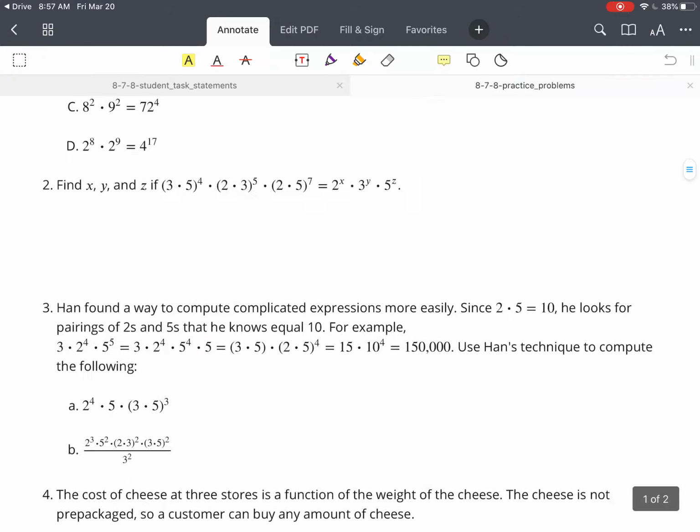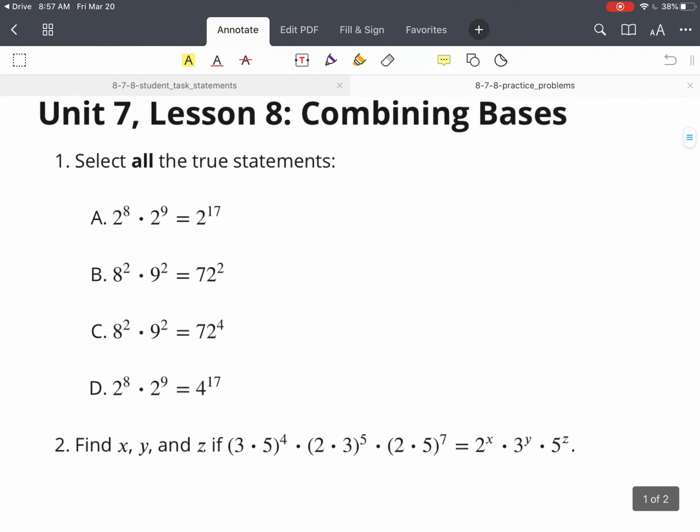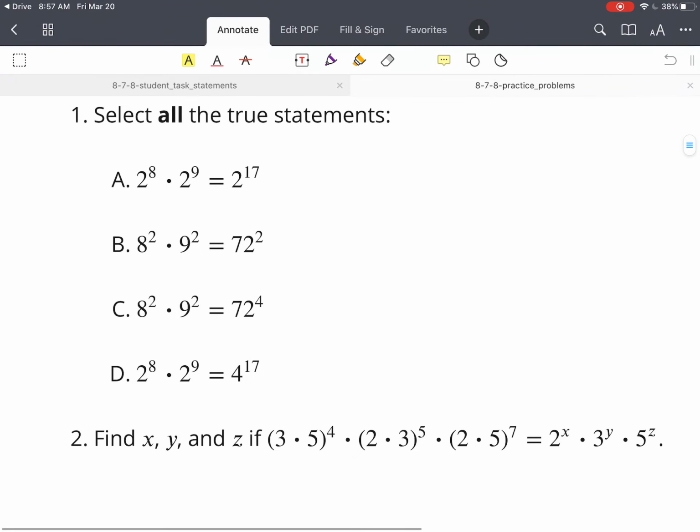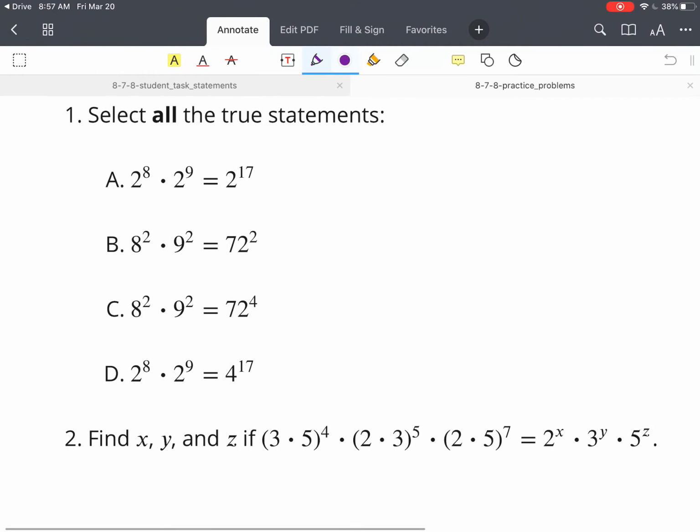Okay, let's do some homework. Not a lot of homework. Select all true statements. So is this true? If we have the same base and we're multiplying, do we add the exponents? Oui. That means yes in French.